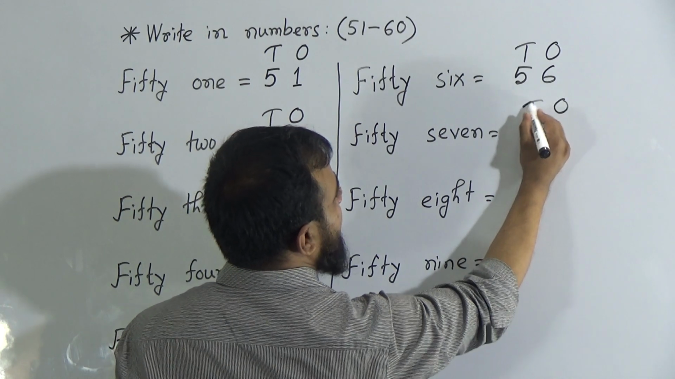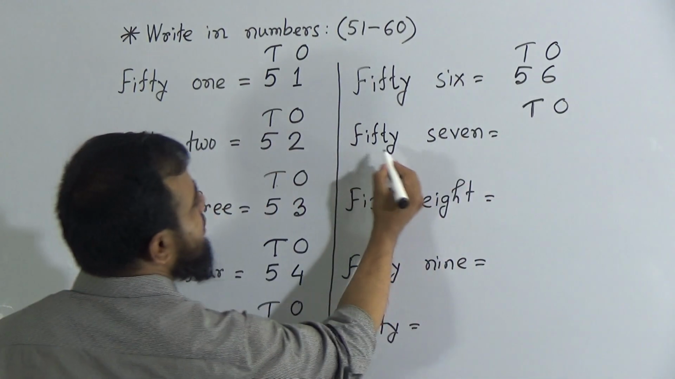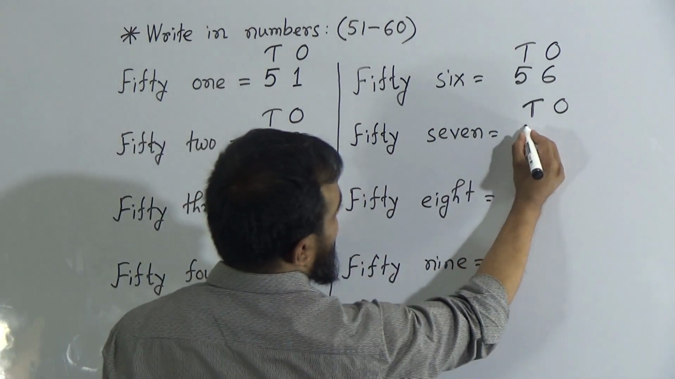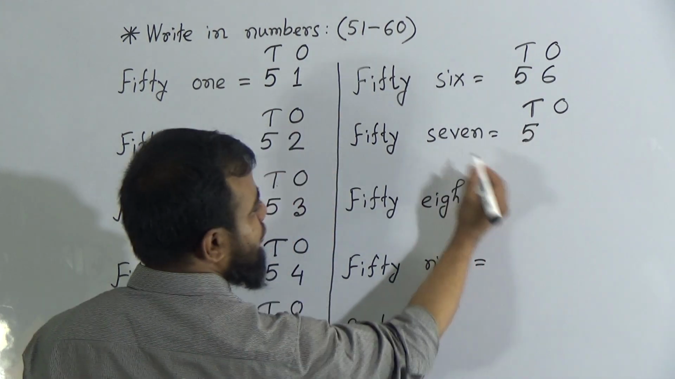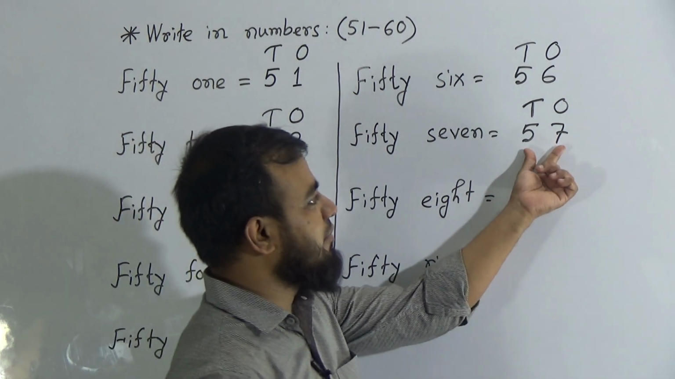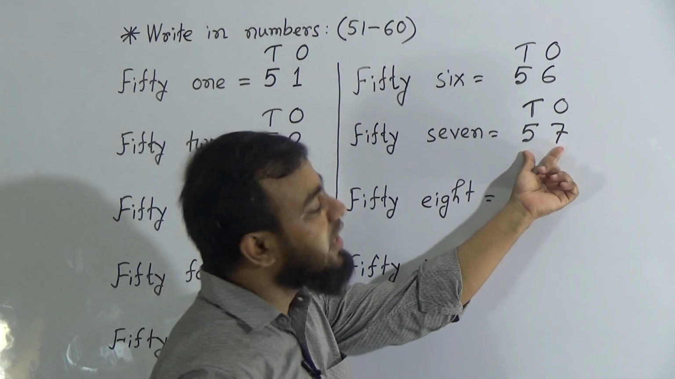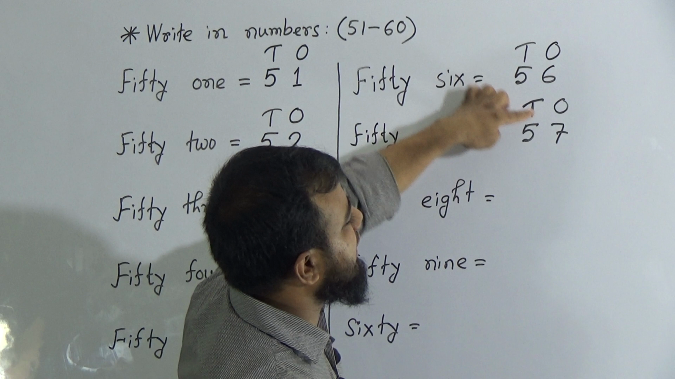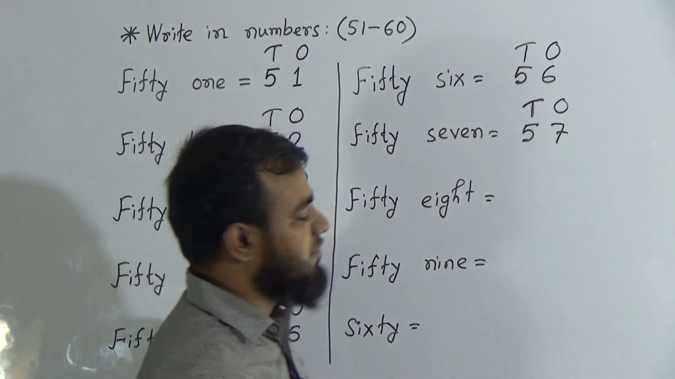Our next number is 57. So first of all, identify the place value, tens and ones. To write down 50, we must write 5 in the tens place. To write down 7, we should write 7 in the ones place. And we can say that 5 and 7 makes the number 57. And basically we can say 5 tens and 7 ones makes the number 57.